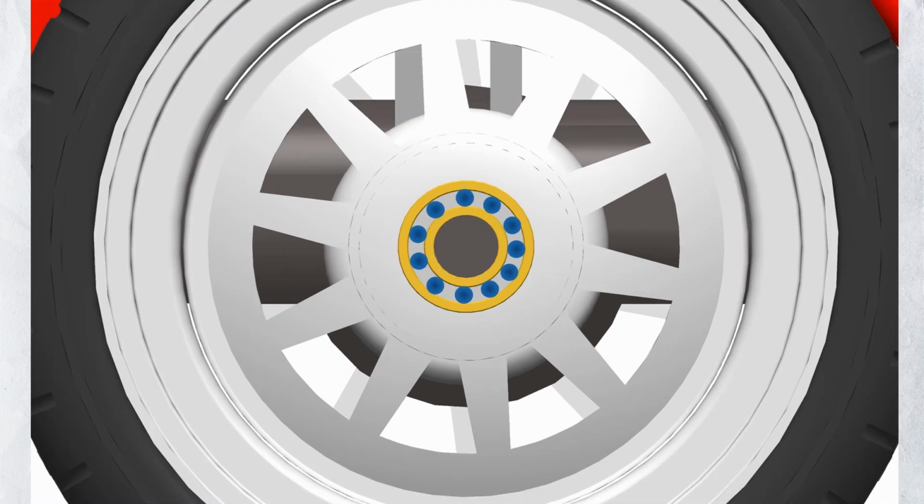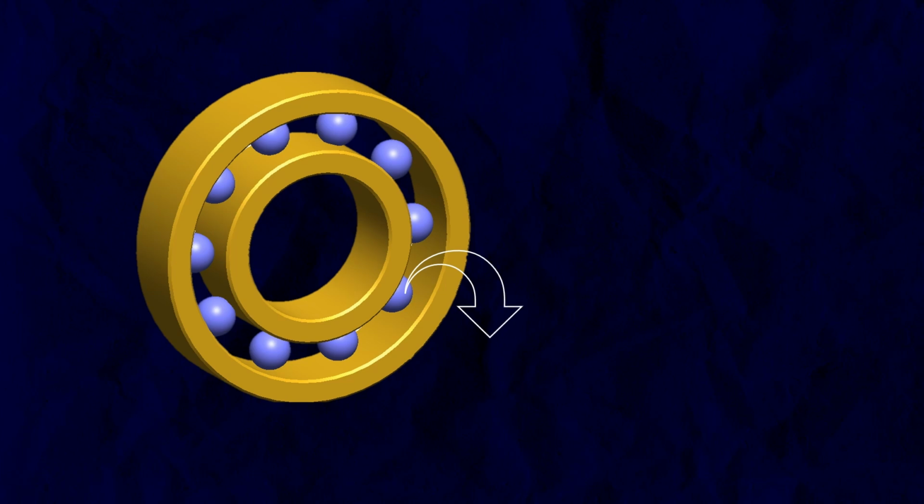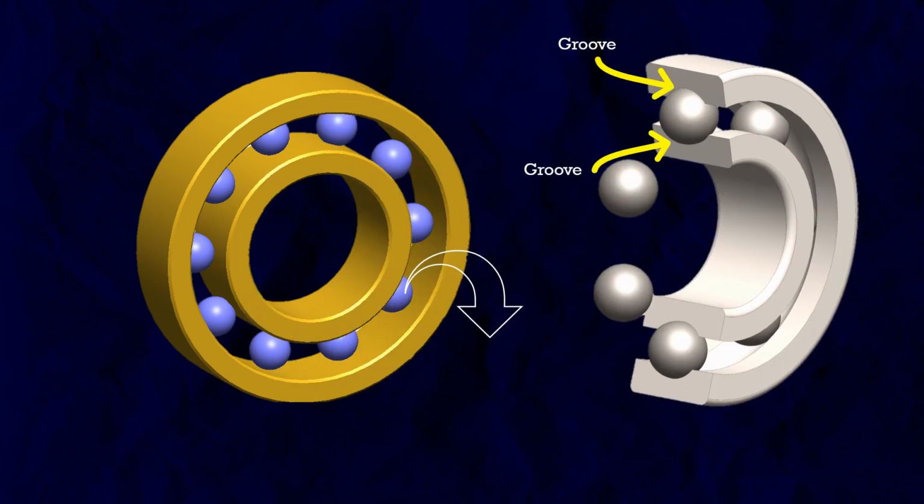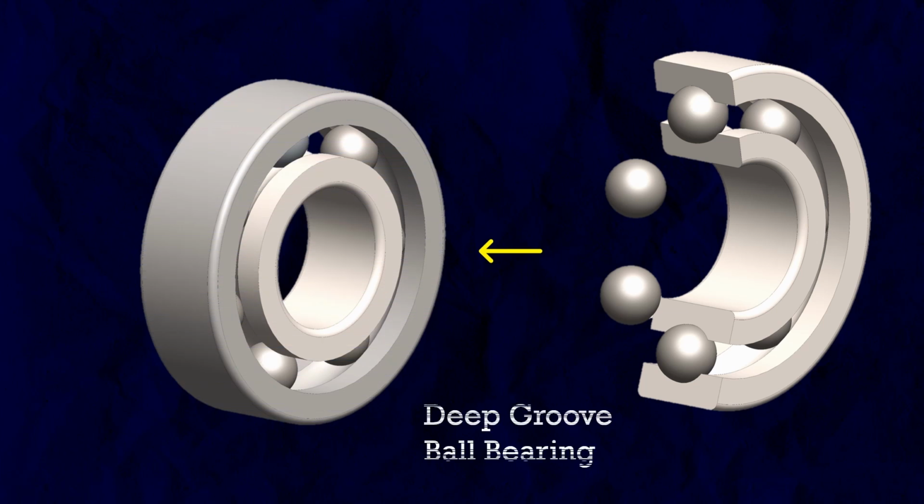And we can call this arrangement a ball bearing. These are the balls, this is the inner race, and this is the outer race. It's very simple. But the problem is, these balls will not stay in place. Balls can easily come out. So to retain the balls between the inner and outer race, we can cut a groove on the inner and outer race, something like this. Now the ball will roll in between the grooves, and we call it a deep groove ball bearing.